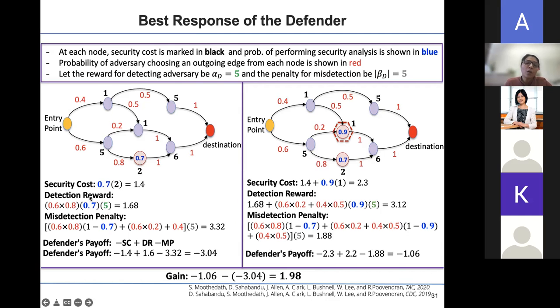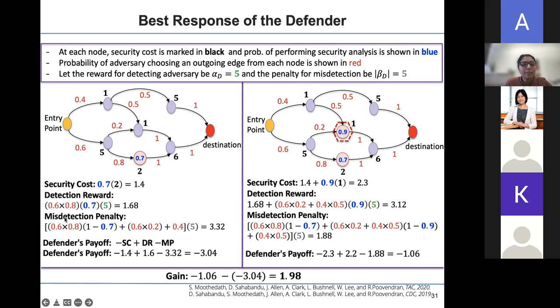And the detection reward is if I detect the attack, right? And I can detect the attack only at this node because I chose only this node as a security checkpoint. That value is the attacker first reaching there, which is 0.6 times 0.8, right? And then if the attacker reached there, I perform an analysis with 0.7, and I detect it with reward 5. So I overall get 1.68 as my detection reward.